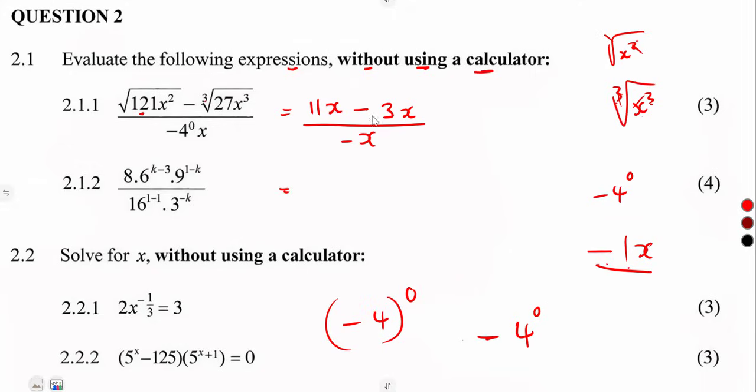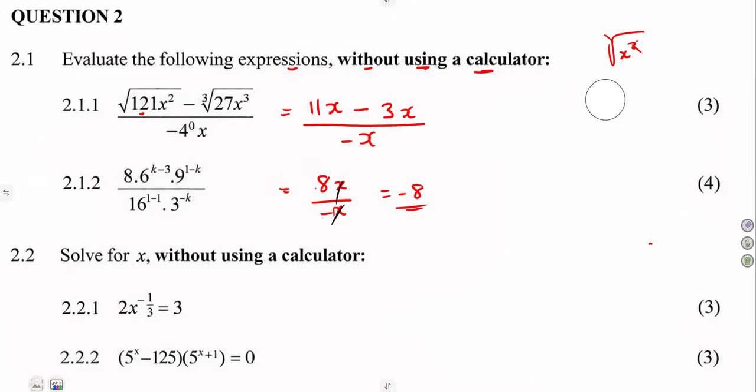So that's it. 11 minus 3, these are like terms, so 11 minus 3 is 8. X over minus x, so here x and x can simply cancel. So you've got 8 over negative 1, which is negative 8 at the end. All right, so that is how we can solve these typical equations.